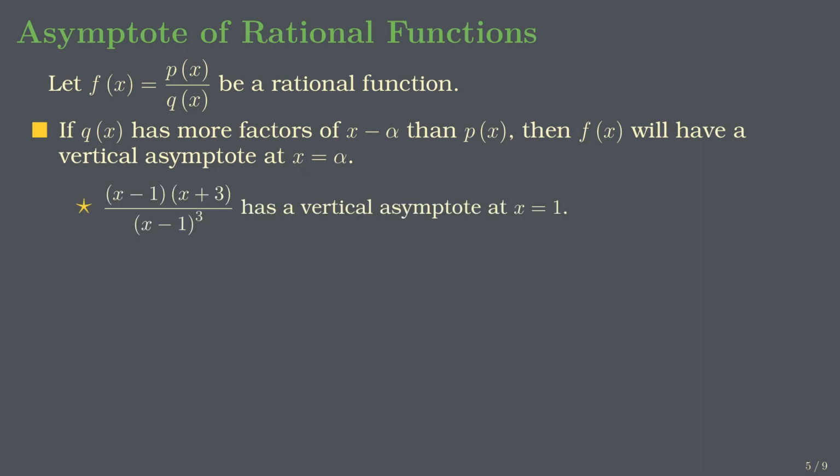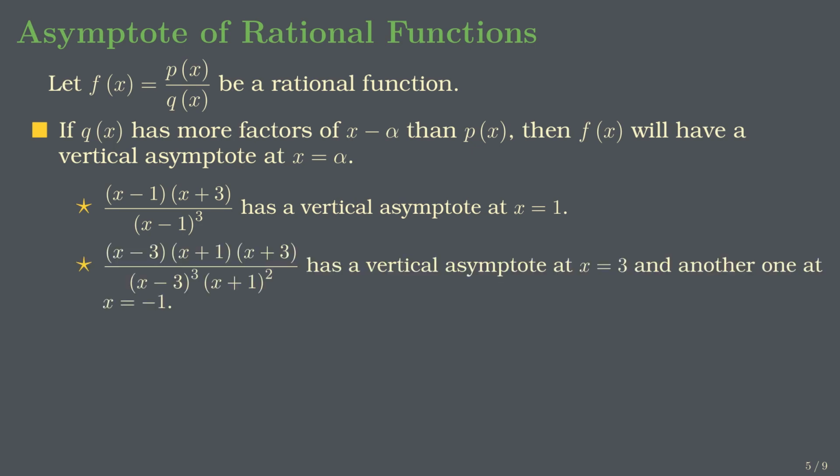So for example, if the rational function is (x minus 1) times (x plus 3) over (x minus 1) to the power 3, then the denominator has more factors of x minus 1 than the numerator, meaning that this function will have a vertical asymptote at x equal 1. And similarly here, the denominator has x minus 3 and x plus 1, and it has more of these factors than the numerator has. So this rational function has two vertical asymptotes at x equal 3 and x equal minus 1.